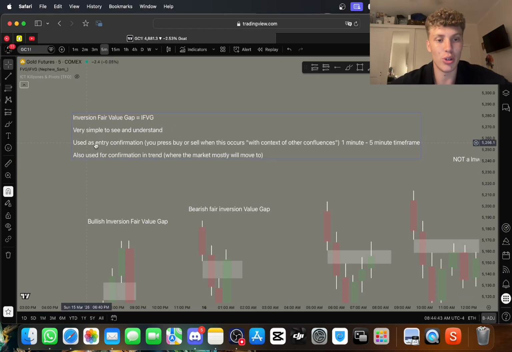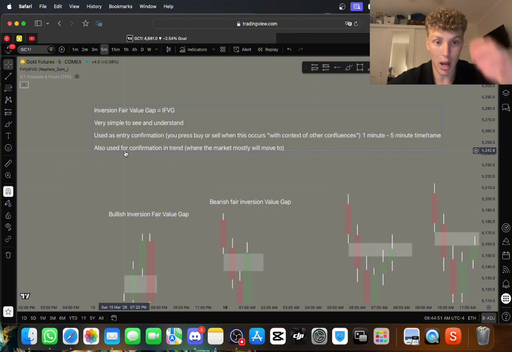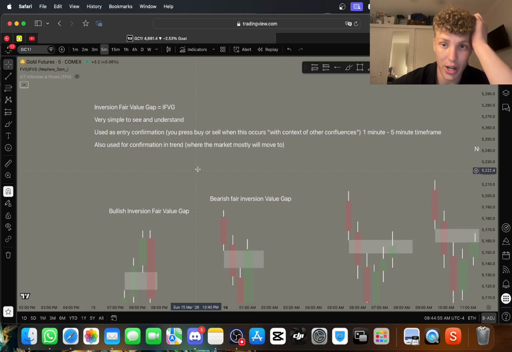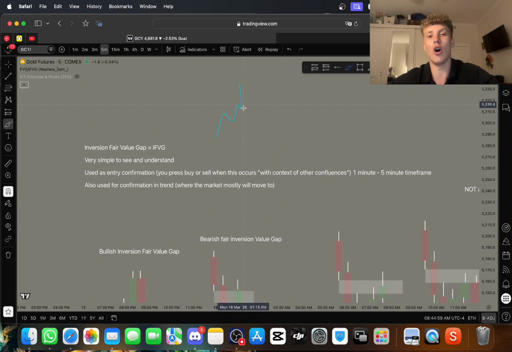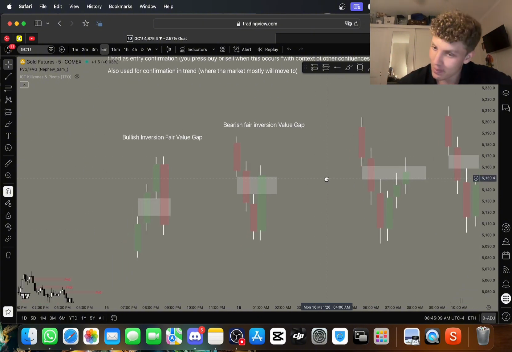And when you're using this as an entry confirmation, you want to be looking for it on the 1 minute time frame and the 5 minute time frame. And then also this confluence, inversion fair value gap, can be used to confirm the trend. So if we are in a bullish trend, it can confirm also that we want to be bullish, kind of thing. I'll go over all of that later. It will make a lot more sense when you actually know what the confluence is, but here we go.